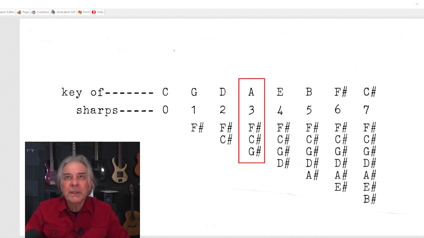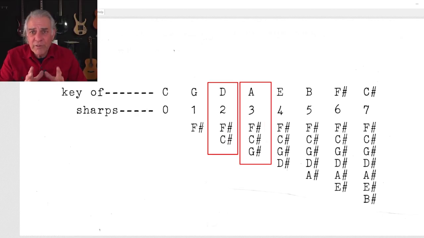Key of A, 3 sharps, F sharp, C sharp, and G sharp. Now the reason we're looking at this so closely is when you get into key signatures, you're gonna want to know when you see 3 sharps, 4 sharps, what key am I in? 5 sharps, what key are you in? Well, let me see. We don't want that. We want a way to determine what key you're in easily.